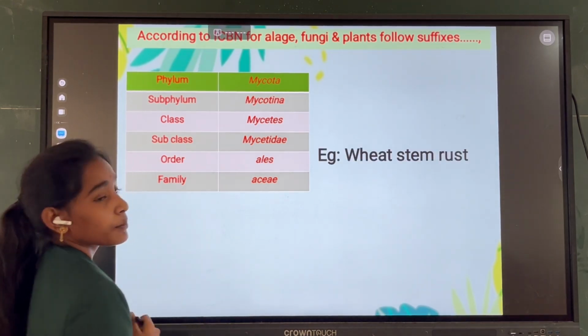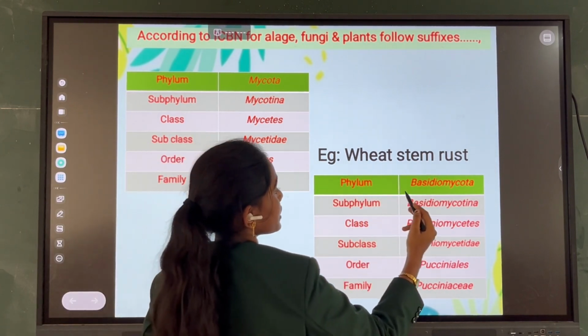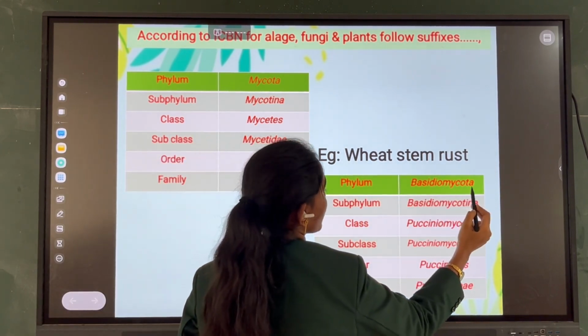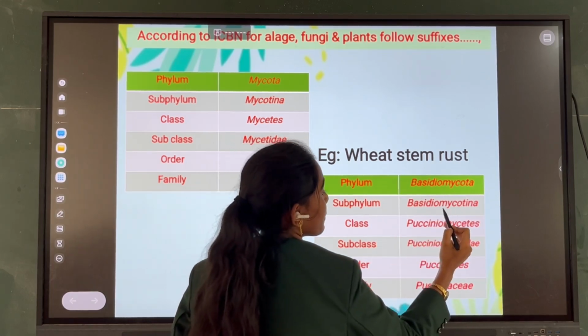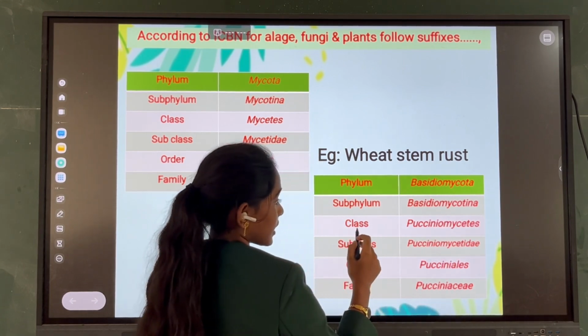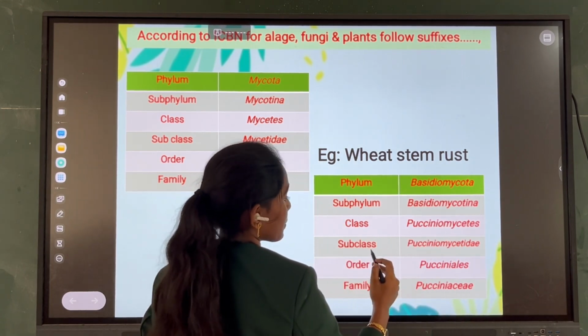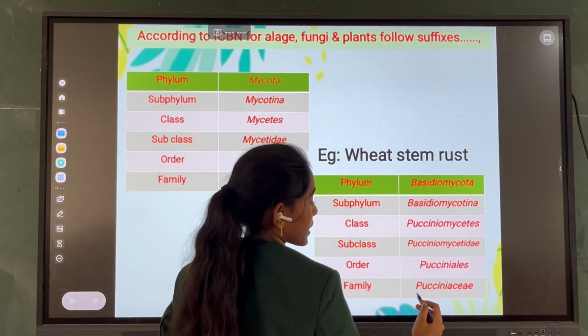Here is the example of wheat stem rust. The phylum ends with Mycota, that is Basidiomycota. The subphylum ends with Mycotina, that is Basidiomycotina. The class is Pucciniomycetes, the subclass is Pucciniomycetidae, the order is Pucciniales, and the family is Pucciniaceae.